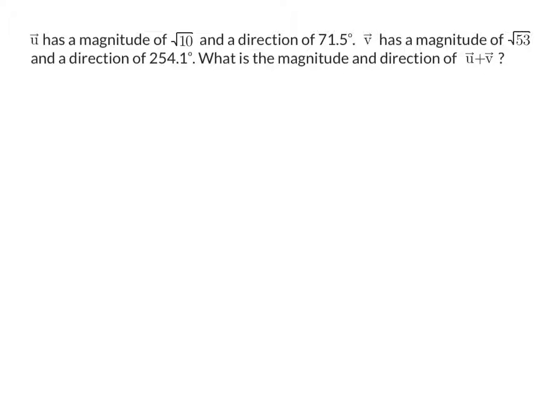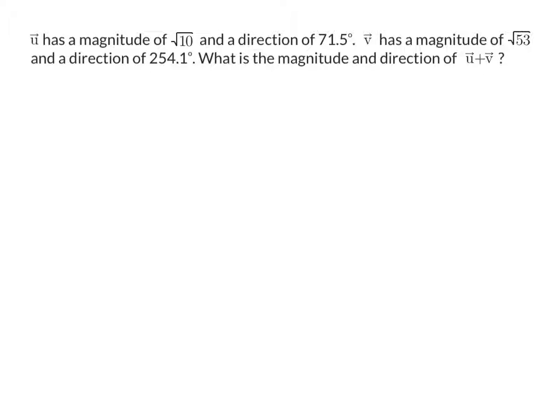Hello. In this video, we're going to find the magnitude and direction of a sum of two vectors given the magnitude and direction of the original two vectors. So vector u has a magnitude of square root 10 and a direction of 71.5 degrees. V has a magnitude of root 53 and a direction of 254.1 degrees. So what is the magnitude and direction of vector u plus vector v?